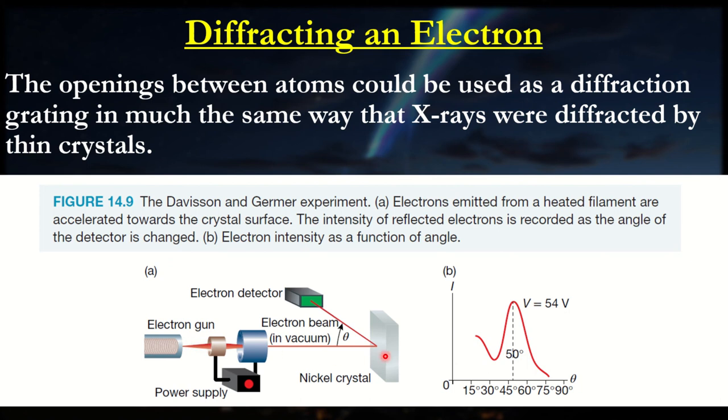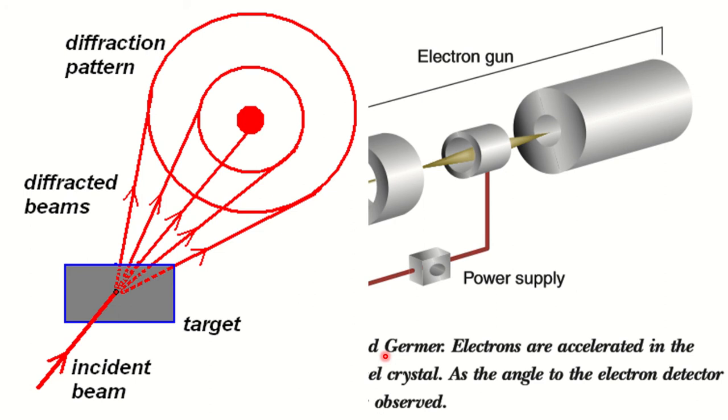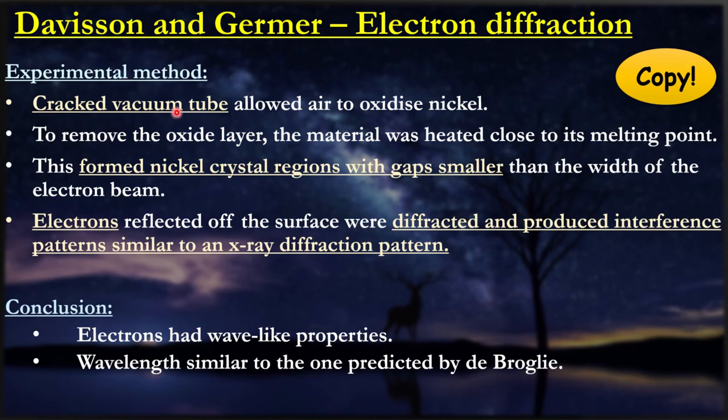Now the thing about this experiment was there was a little issue in the setup. There was a little crack in the vacuum tube that allowed the air to oxidize the nickel inside the vacuum tube. To remove the oxide layer, the material was heated up close to melting point, and once it started cooling down, this caused the nickel to form crystals, where you can imagine it forms a lattice system. So it lines up into this sort of lattice system here.